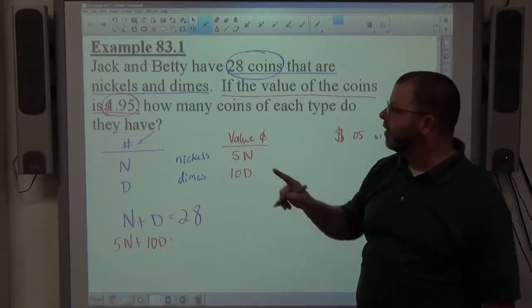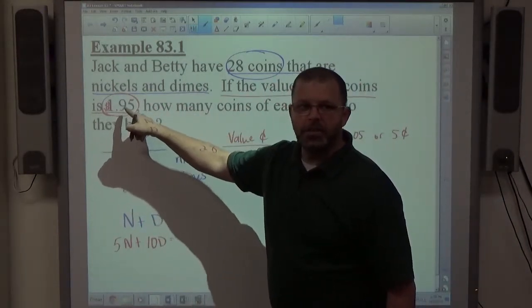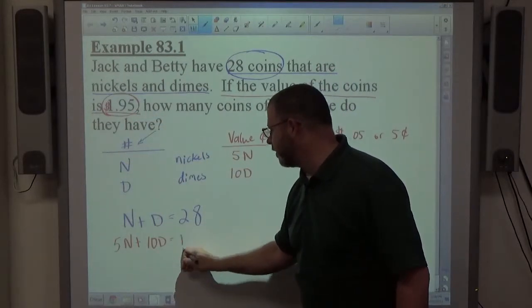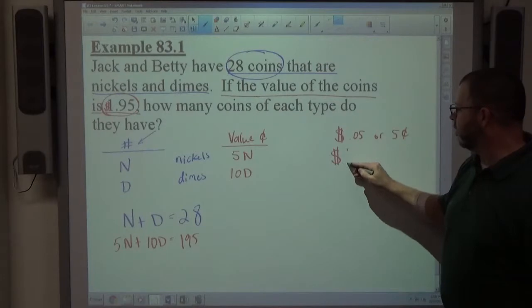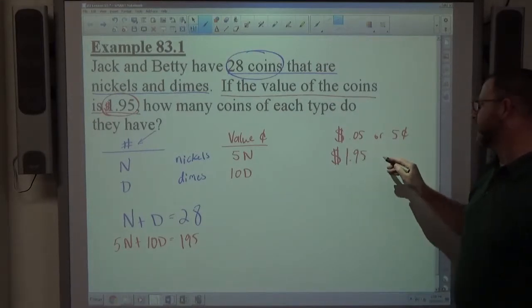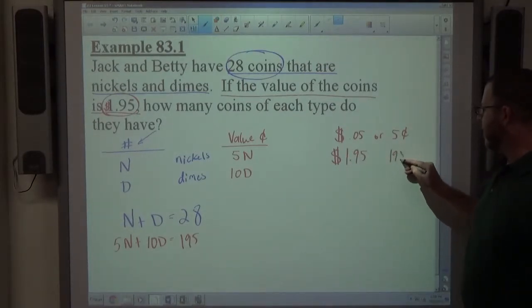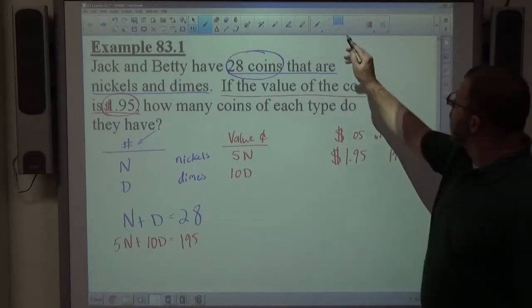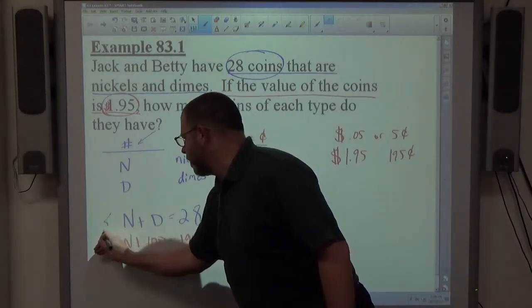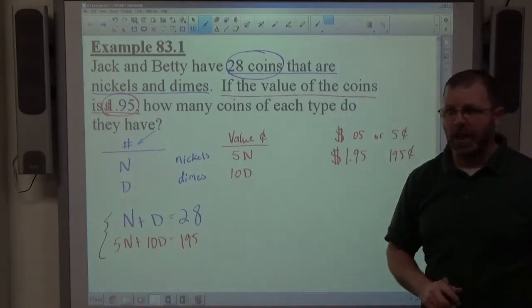Now be careful here, this is $1.95, right? Which is the same as 195 cents. So $1.95 is equal to 195 cents. Be careful that we do change the unit from dollars to cents. And what we've created here is a nice little system of equations. Elimination or substitution is alive and well in this problem.